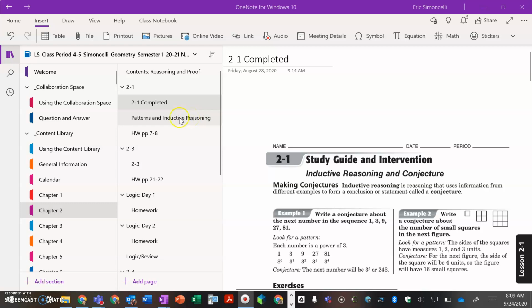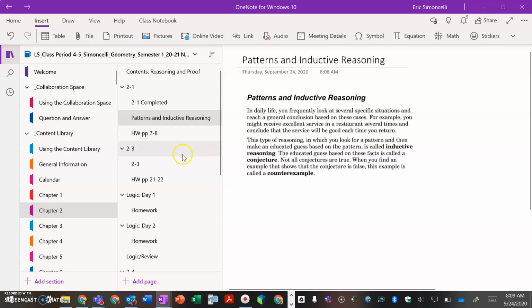So I have a page that is, as you see, entitled Patterns in Inductive Reasoning off to the side. In daily life, you frequently look at several specific situations and reach a general conclusion based on these cases. For example, you might receive excellent service in a restaurant several times and conclude that the service will be good each time you return. This type of reasoning, in which you look for a pattern and then make an educated guess based on the pattern, is called inductive reasoning. The educated guess based on these facts is called a conjecture.